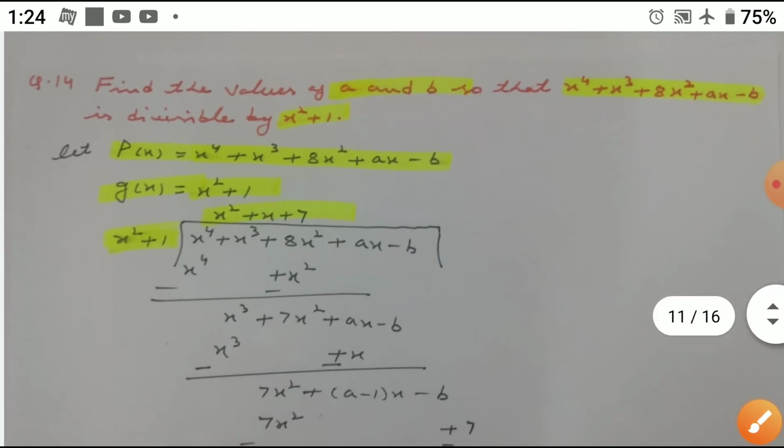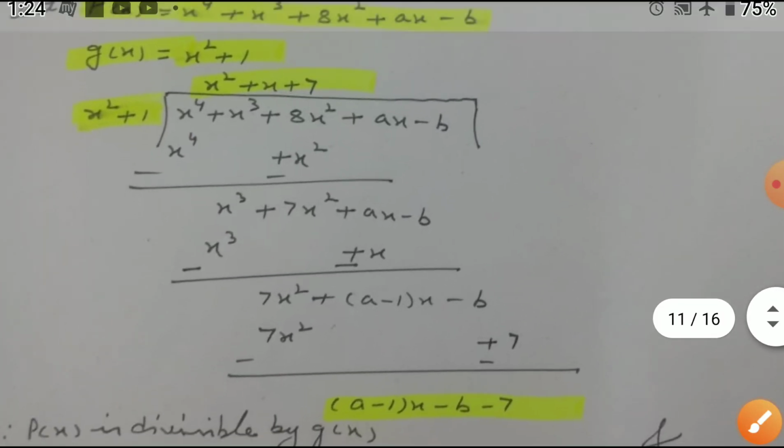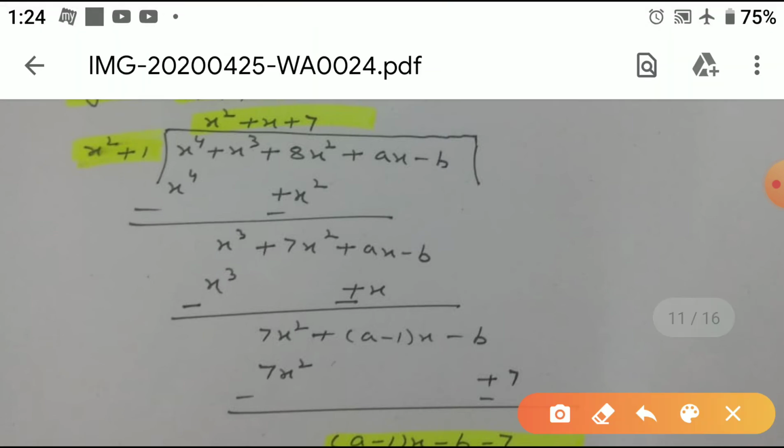Now look at this division process. Okay, now to get x^4, multiply this x square with x square. So we get x^4, x square with 1, again x square. Change the sign. This cancels. This x cube comes down. 8x square minus x square is plus 7x square. Now ax minus b is as it is.